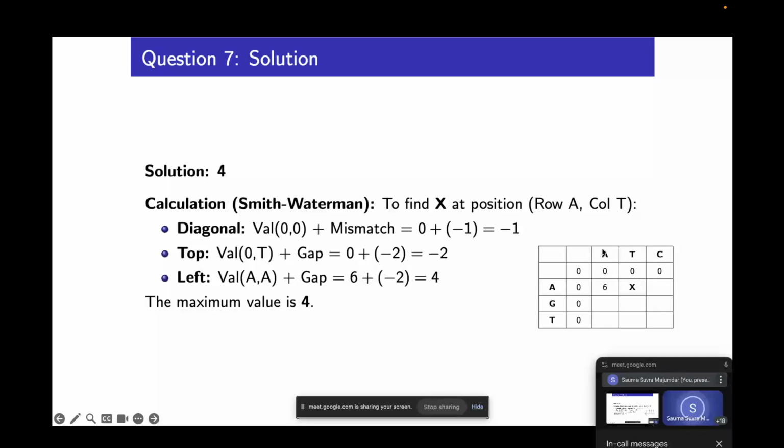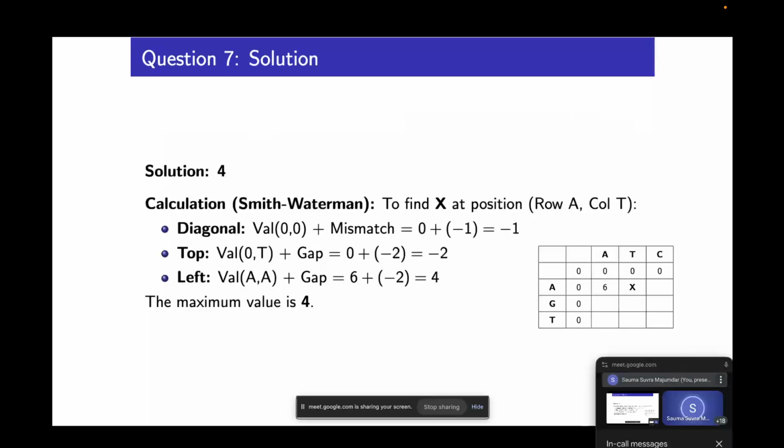So I think the people who answered 5 did not consider that this is not a mismatch, this is a gap, right? Because you're moving from this position to this position, so there is a gap that you're keeping in the first position. So in the third option, there is a match, and then there is a gap, then the T is matching, so that will be 6 plus -2, which will be 4. So 4 is the answer.